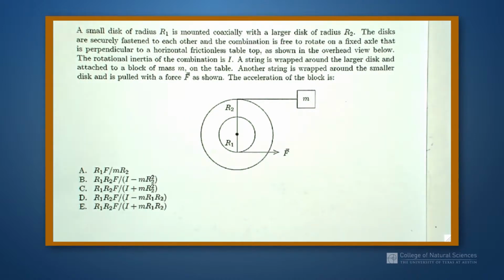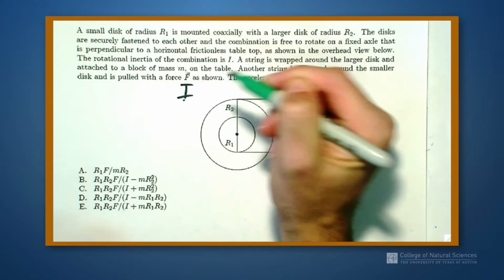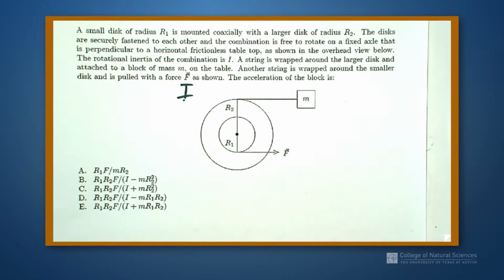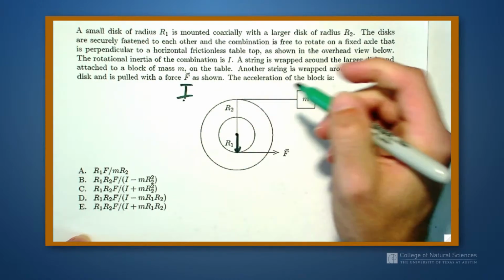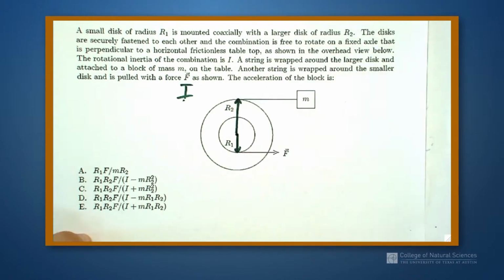The other half says the rotational inertia of the combination is I. Oh, that's cool. They give us the moment of inertia of this whole thing. It's I. Another string is wrapped around the large disk, attached to a block M on the table. Another string is wrapped around the small disk and is pulled with a force F. So we have R1 pointing in this direction and R2 pointing in that direction. And we want to know what's the acceleration of the block.